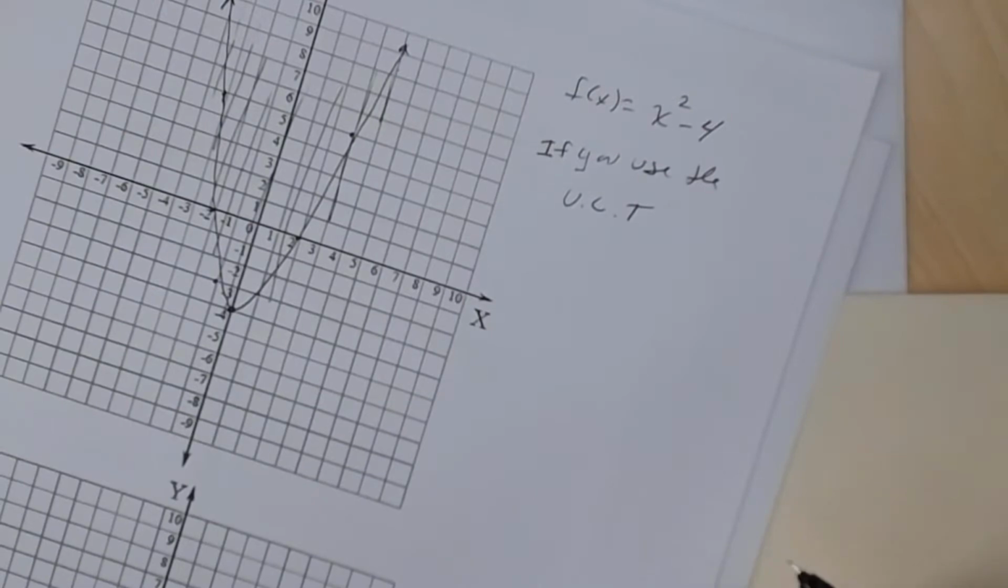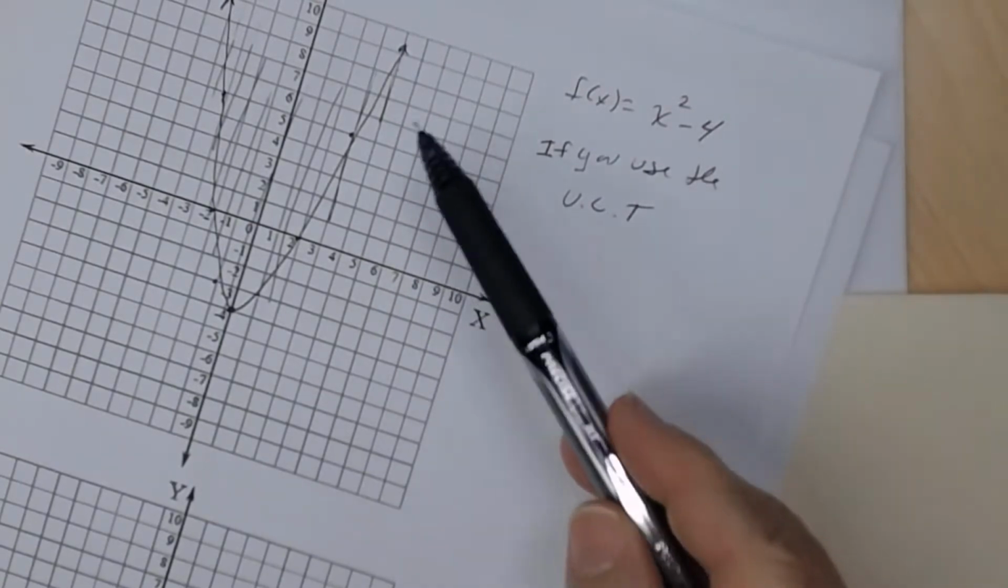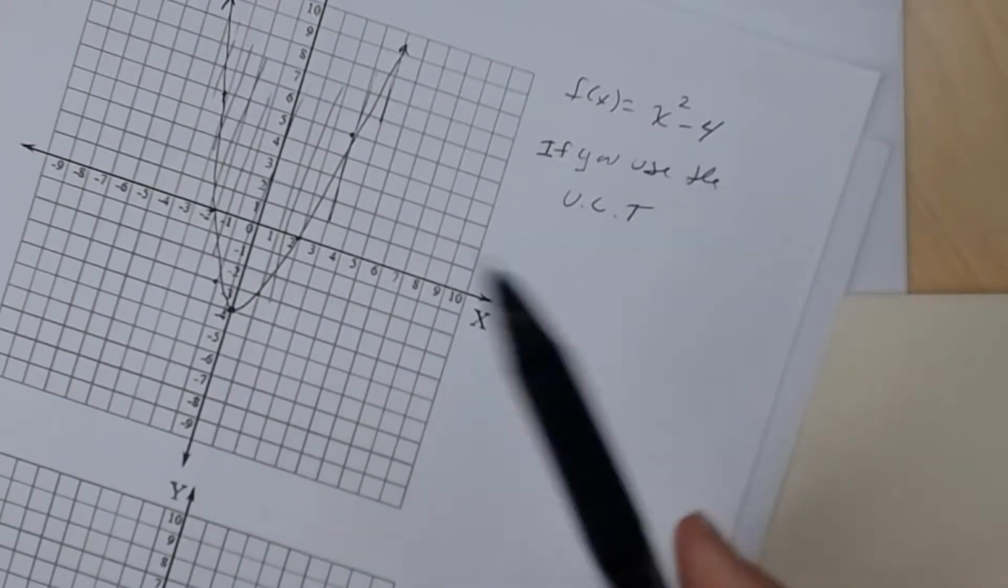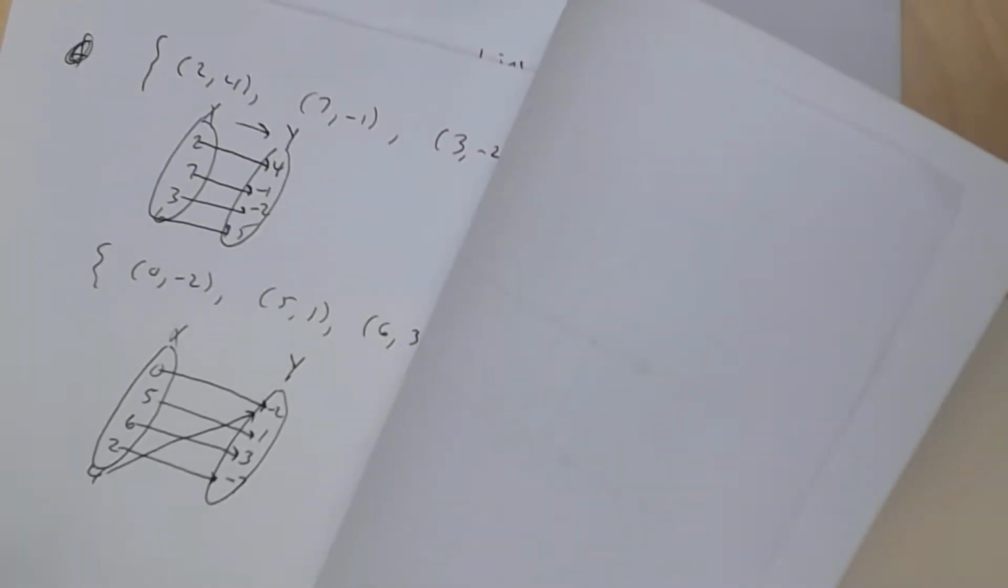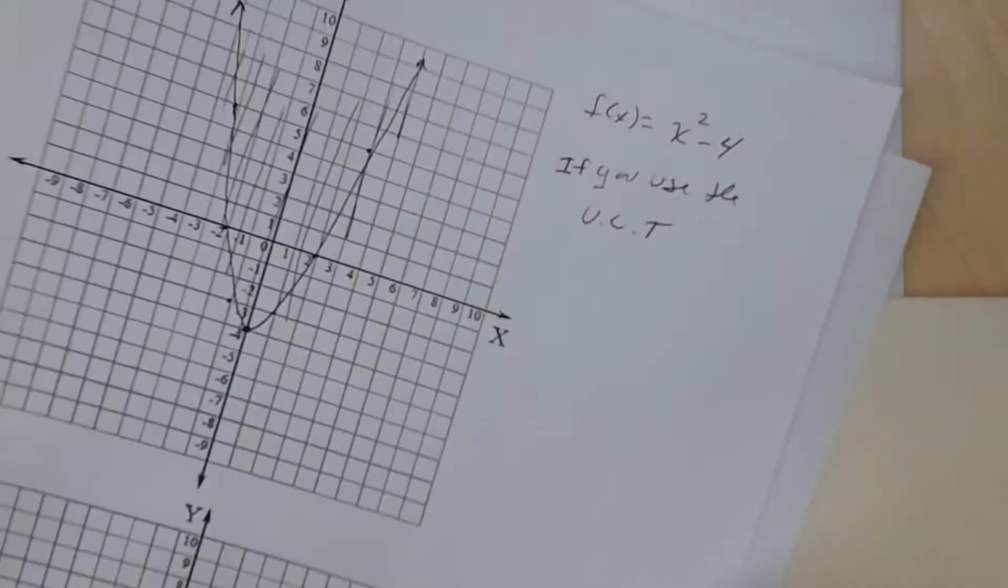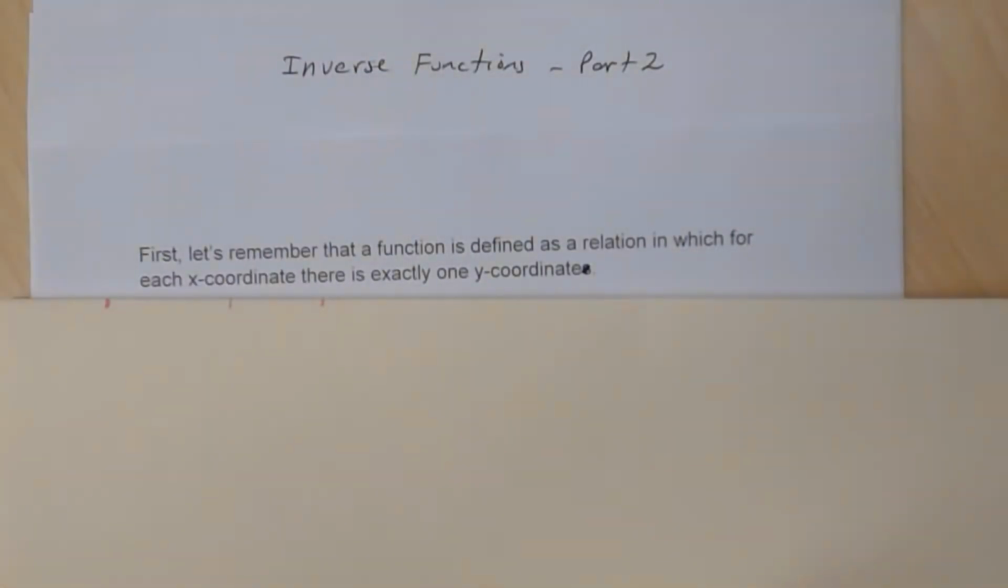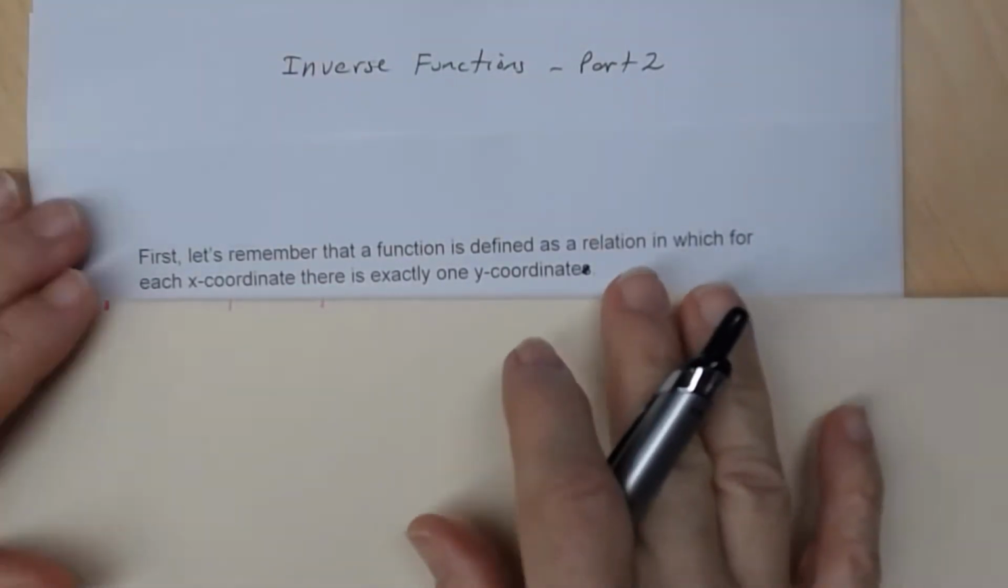These are all functions, obviously, but not all of these functions have an inverse. Some have an inverse, some do not. So that's what we have to discuss. How can we tell if a function has an inverse? That's the next part that we need to discuss.